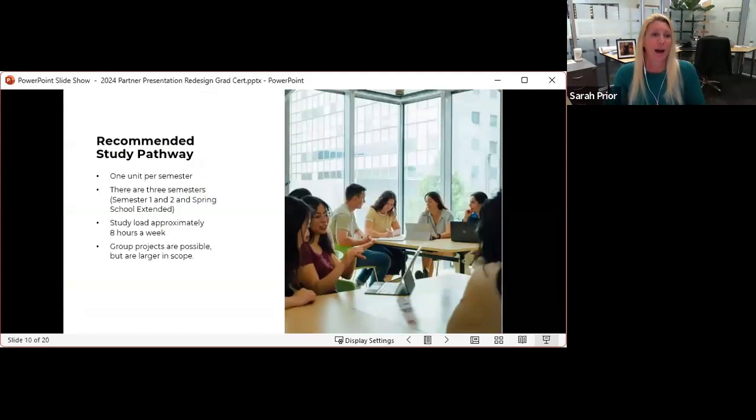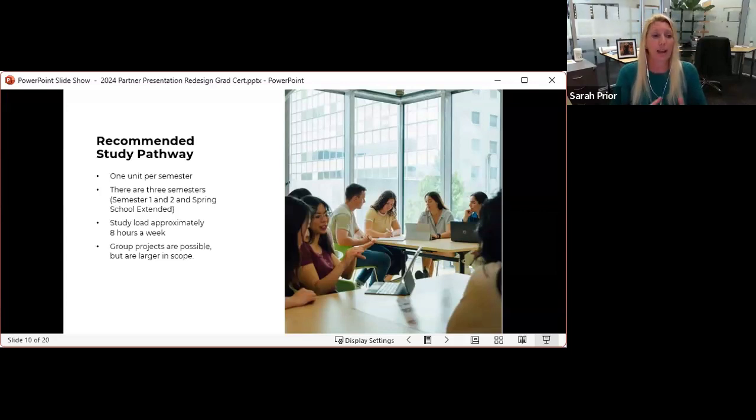So the recommended pathway for the graduate certificate in healthcare redesign is 1 unit per semester. Obviously, all of our students will be working at the time that they're undertaking this course in different capacities. There are 3 semesters, so semester 1, which runs from February to June, semester 2 is July to October, and we also have a spring school extended semester, which runs from October to the end of January, early February.